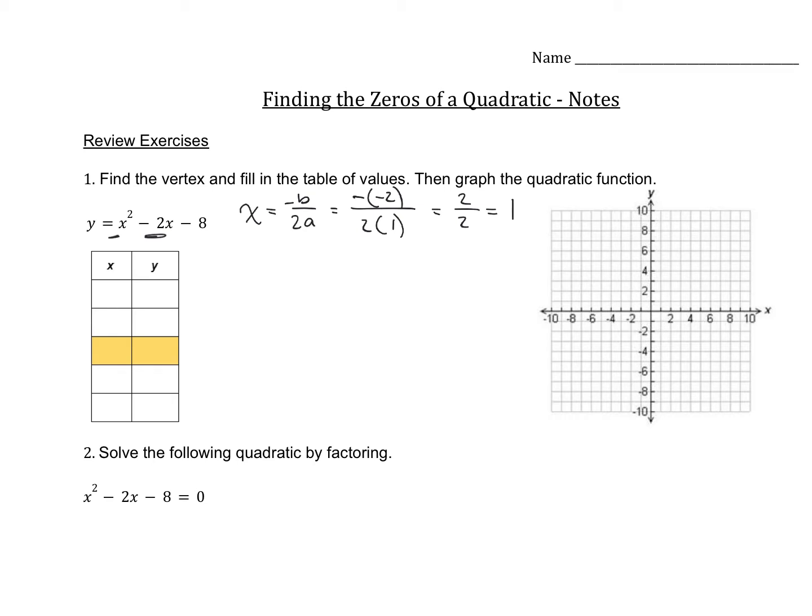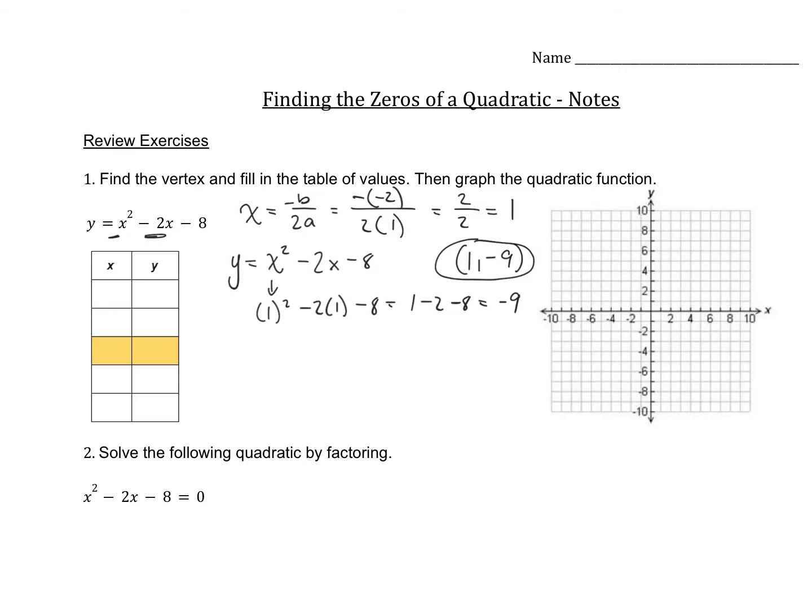Now remember, to find the y value of the vertex, we use our equation, y equals x squared minus 2x minus 8, and we're going to plug in 1 for every value of x. So 1 squared minus 2 times 1 minus 8, which is 1 minus 2 minus 8. And if I solve that out, I should get negative 9. So my vertex for this graph would be at (1, negative 9).